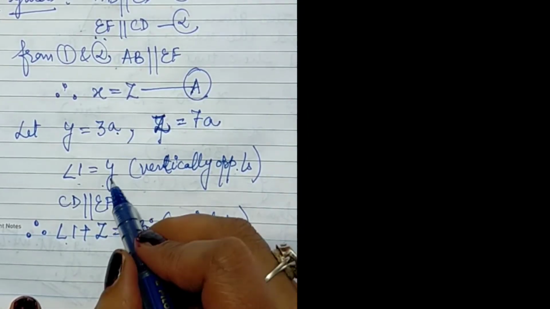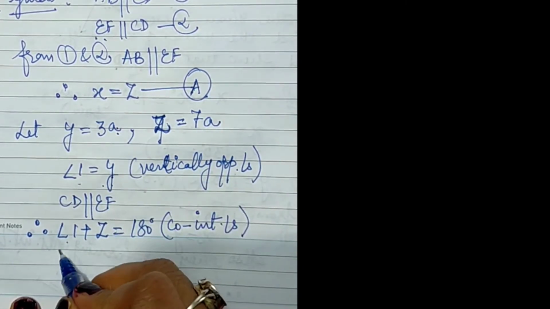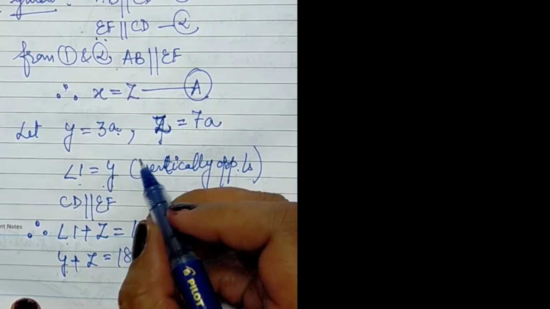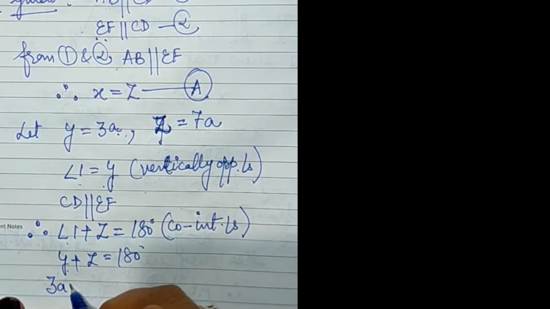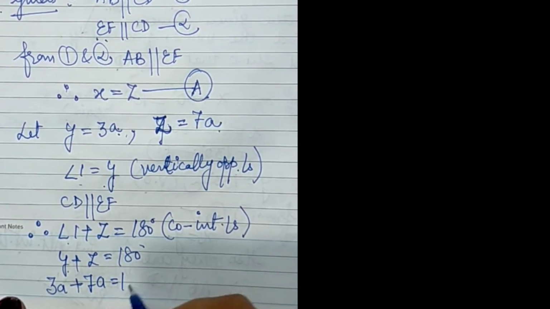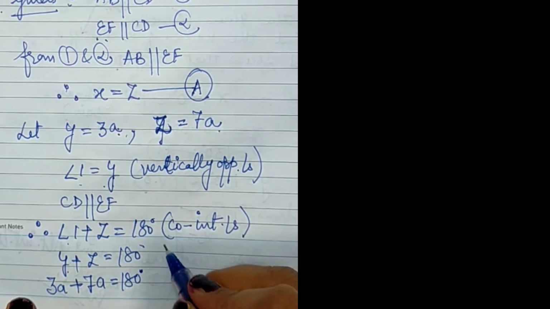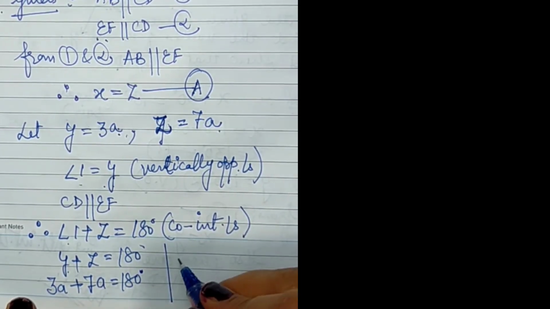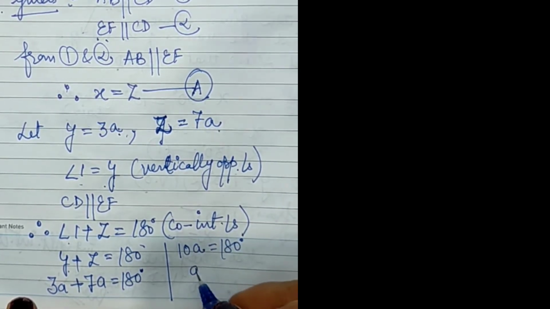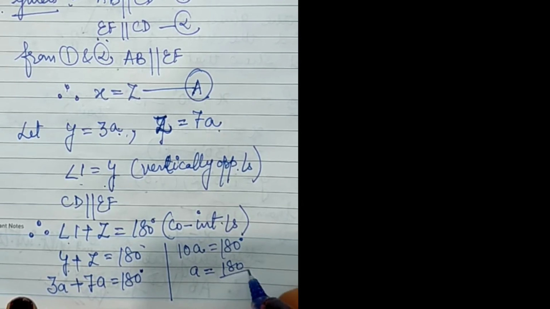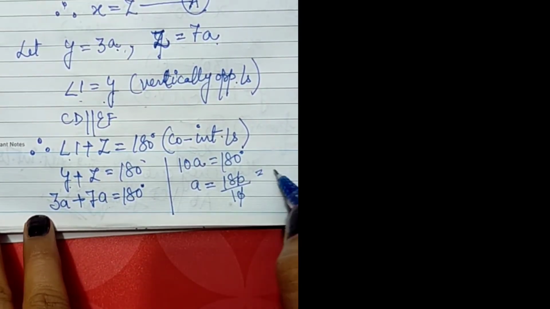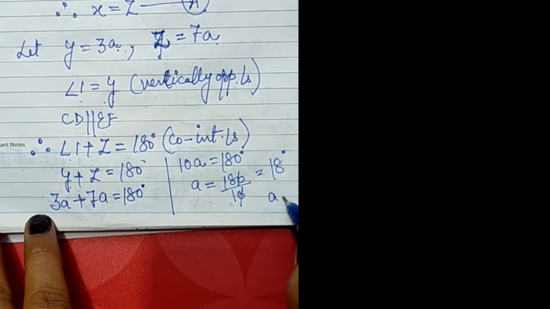Now 1 is equal to y and y is equal to 3a. Y is 3a and z is 7a. So now we are going to find out the value of a, which is 10a equal to 180, or you can say 180 over 10. So this gets cancelled, so a is left as 18.